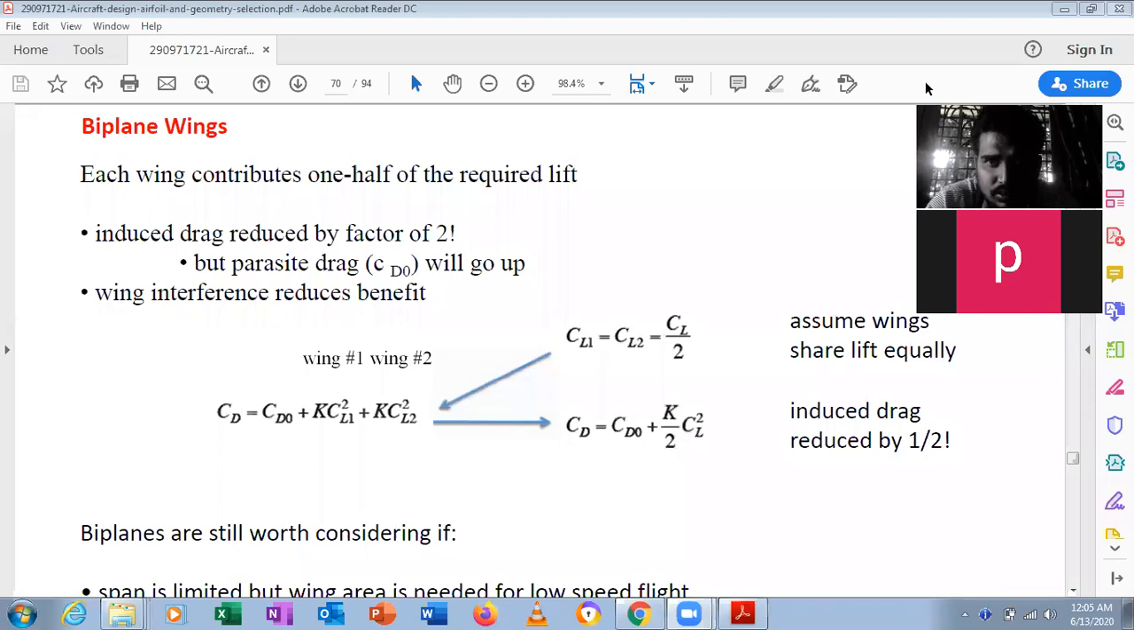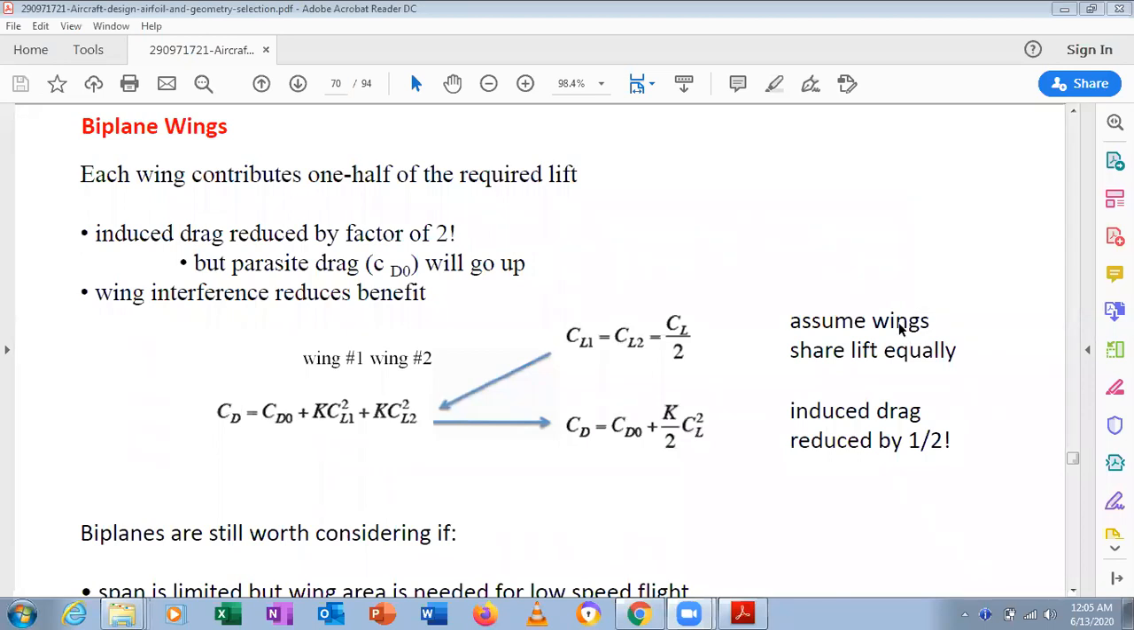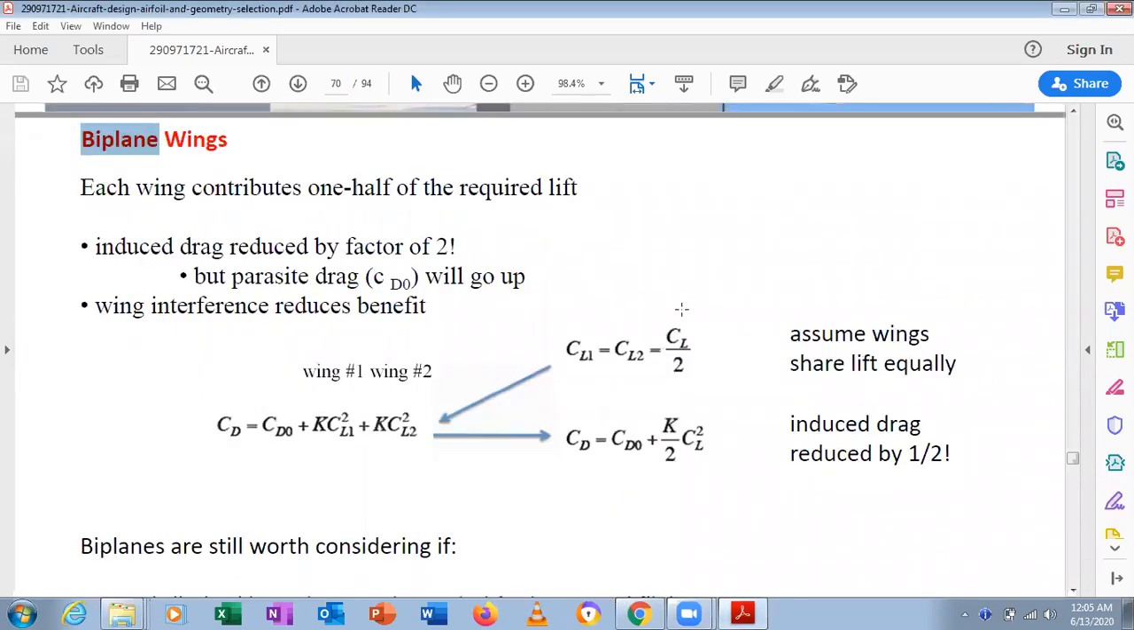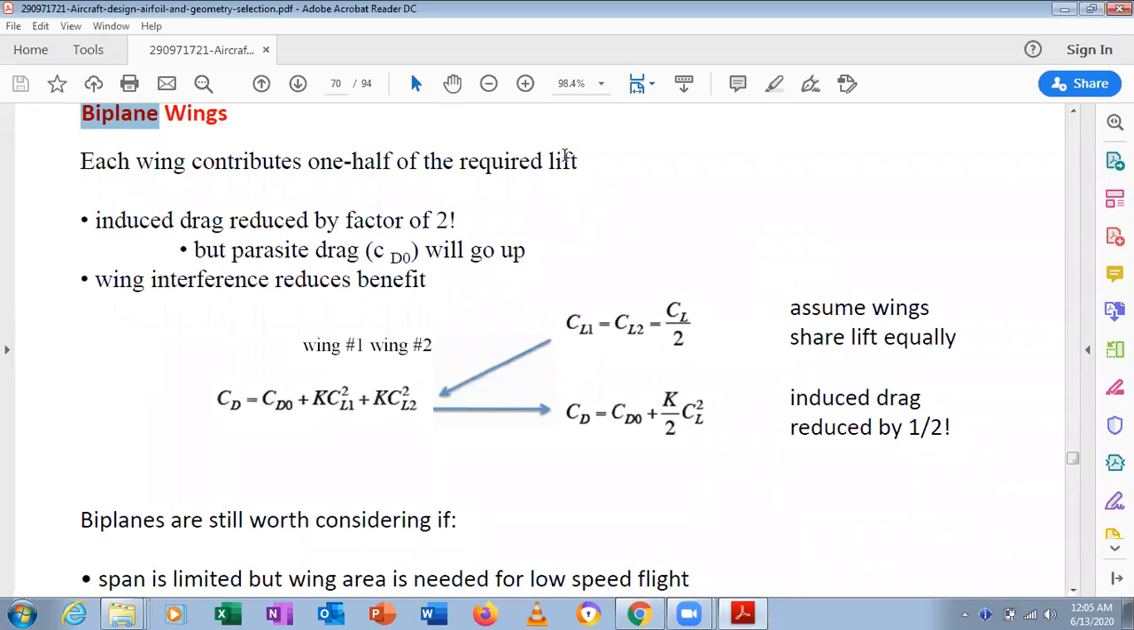So now we look here. Biplane wings means what? Each wing contributes one half of the required lift. Induced drag reduces by a factor of 2. So here, when you look, CD naught is nothing but the zero lift drag. This is the drag where the lift will be zero. That is called CD naught, or it is also called parasite drag.